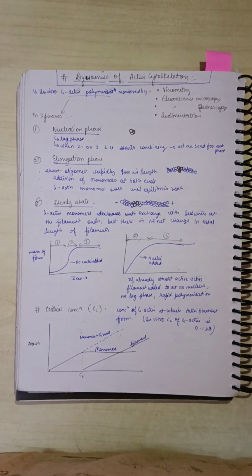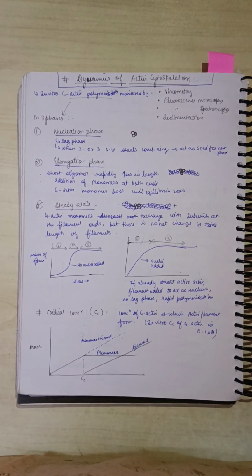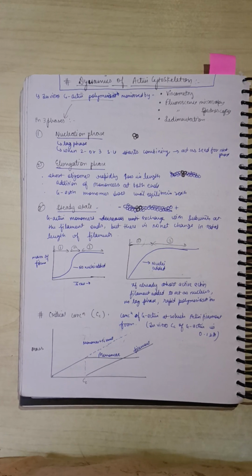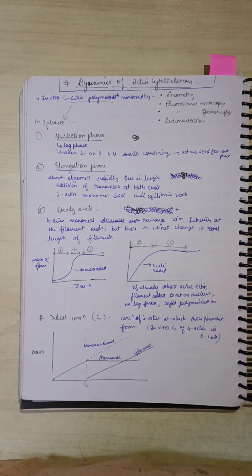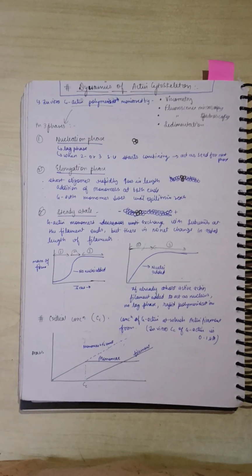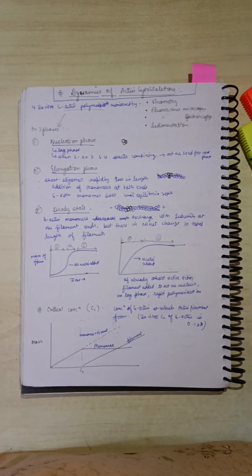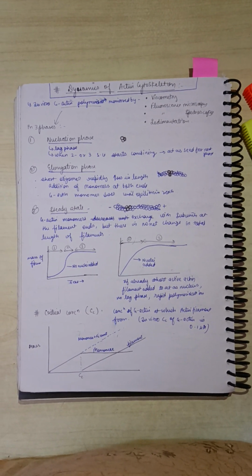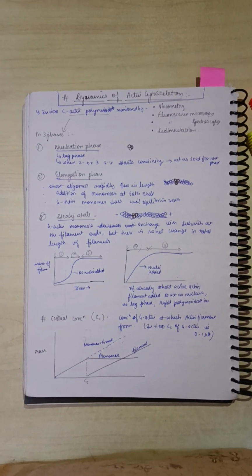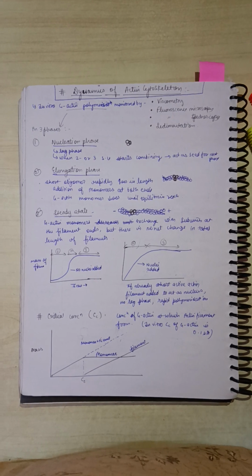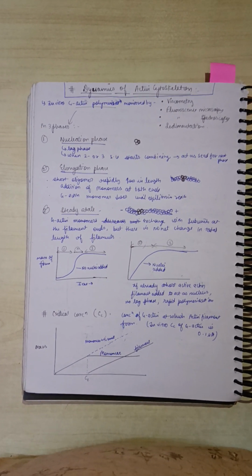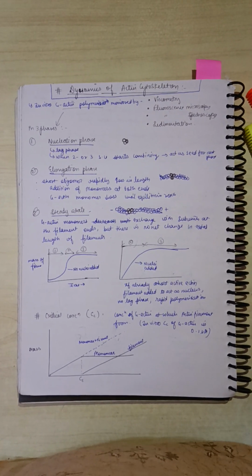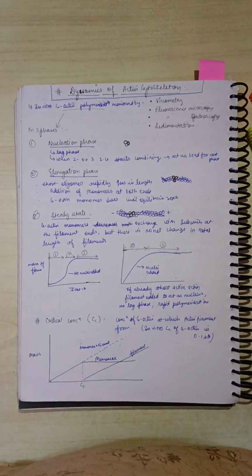In this phase, what happens is that the G actin monomers exchange with subunits at the filament ends, but there is no net change in the total length of the filament. It means that the G actin monomers are getting added onto both terminals of the filament, but there is no net change in the total length of the filament.